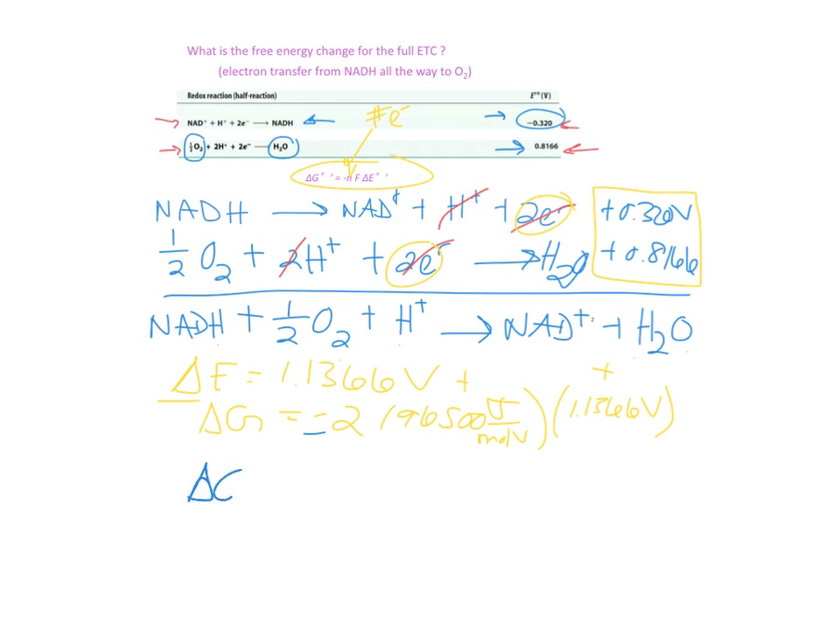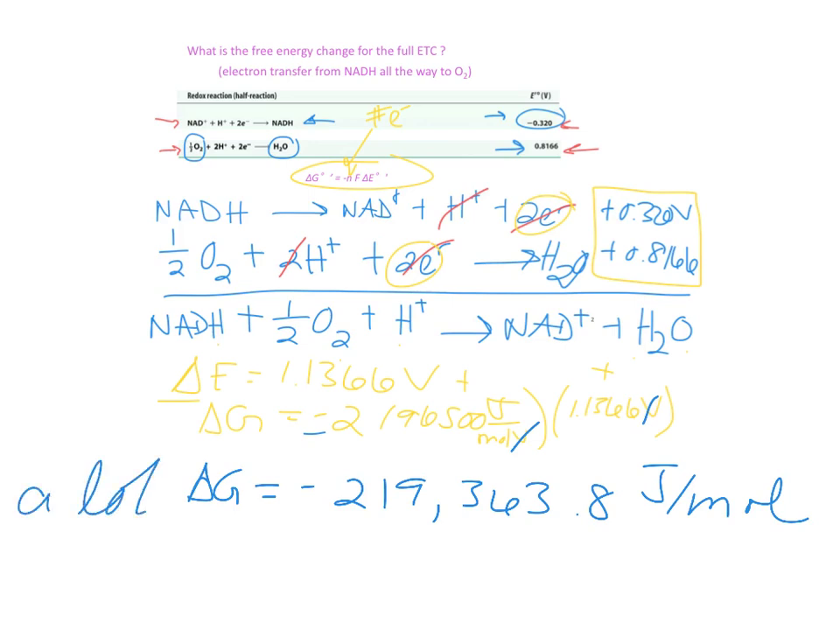So the delta G of this comes out to be negative 219,363 joules per mole. The reason it's joules per mole is because that volt cancels with that volt. Electrons are unitless. That's a lot of energy. That's a lot.